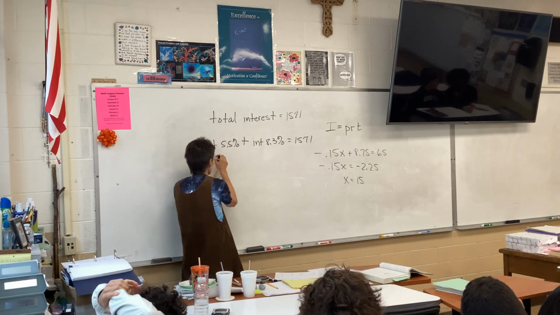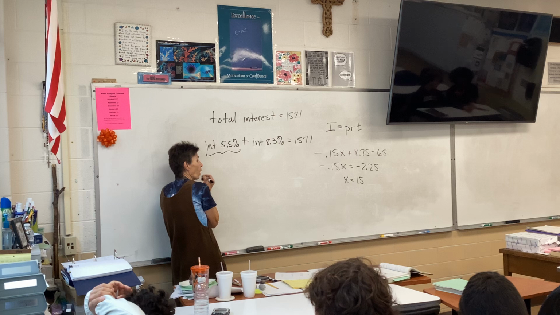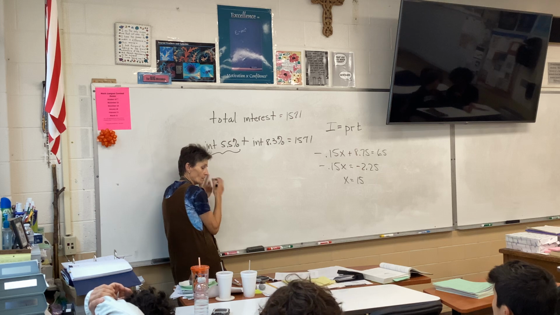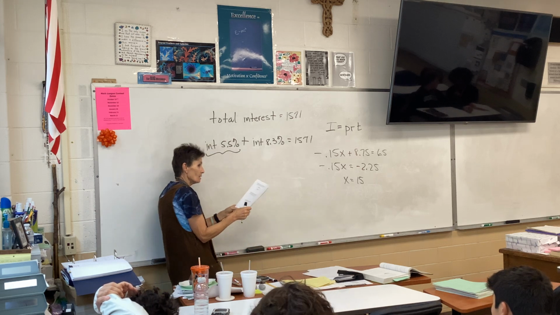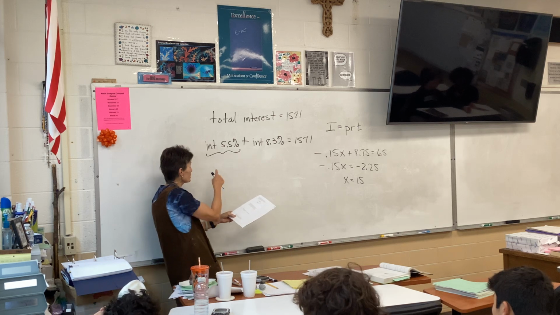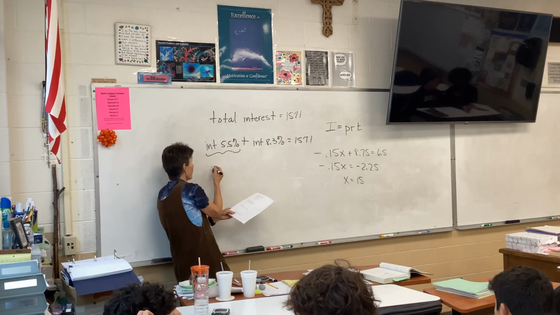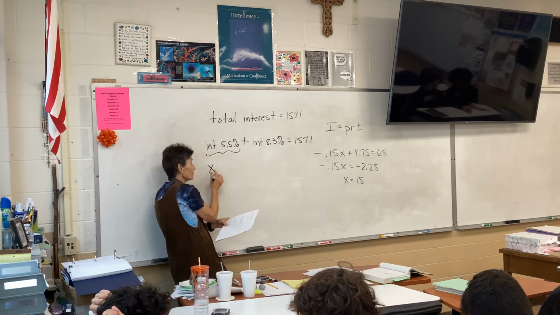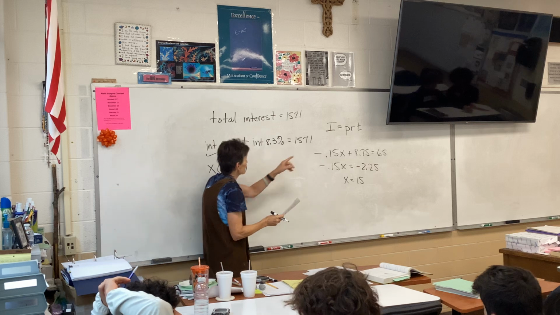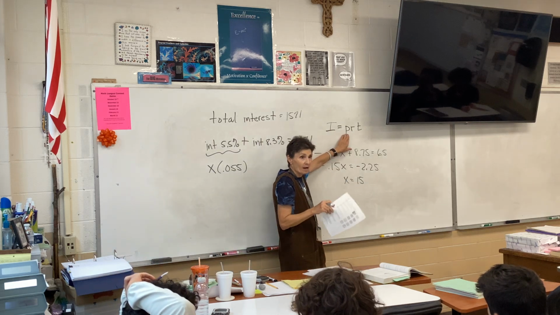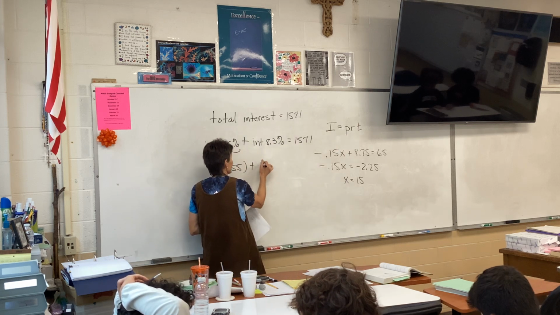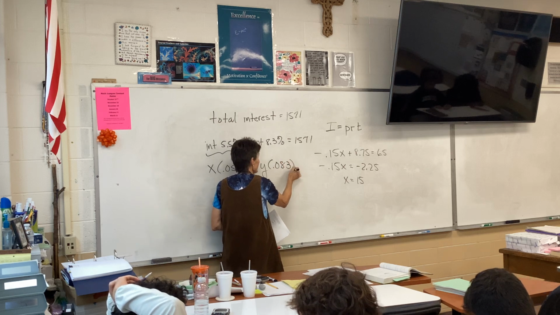So for this account, what is the principal? How much did I invest? Do I know? 25,000? Wait, what's the 25,000? That's the total. She split it into two accounts. So I'm going to call this X at 0.055. I invested X dollars at 0.055. And I invested Y dollars at 0.083.